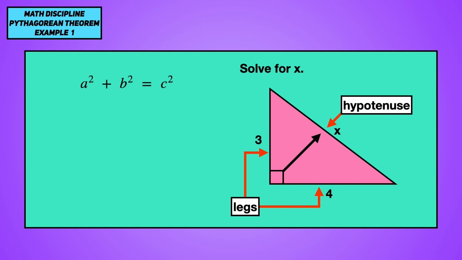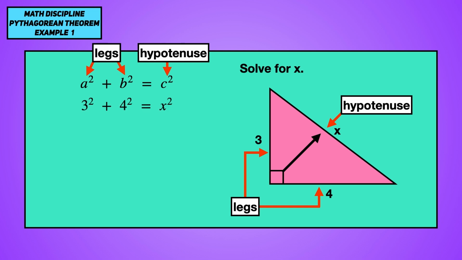In our Pythagorean theorem, we're going to substitute the variables a and b with the values of the legs, 3 and 4. It doesn't make a difference which leg you substitute for a and which leg you substitute for b. We're going to substitute the variable c with the value of the hypotenuse. Since we don't know the value of the hypotenuse and it's represented by the variable x, we can substitute the variable c with the variable x. You can also choose to use the variable c if you prefer.